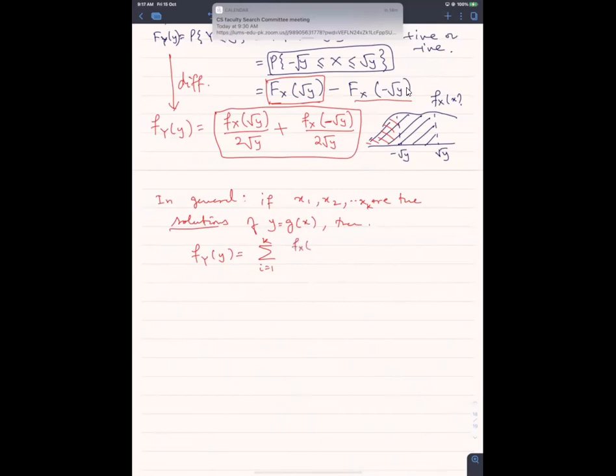कैसे? fx of xi जो यहाँ पे हमें नजर भी आ रही है, fx of plus square root of y or minus square root of y divided by g prime of xi, g prime evaluated at xi and modulus of that. मॉडुलस इसलिए कि नेगेटिव वैल्यू जो होगी वो इस नेगेटिव के साथ मिलके पॉजिटिव होगी. ठीक है, या इसको ऐसे भी लिख सकते हैं, i is equal to 1 to k fx of xi dx over dy evaluated at x is equal to xi.